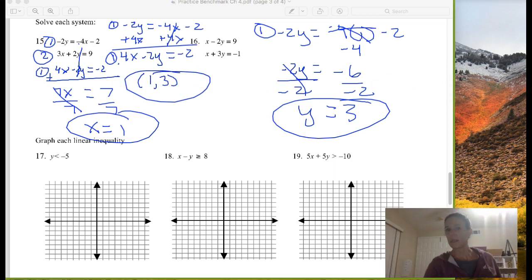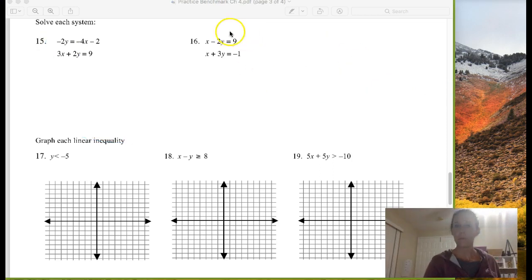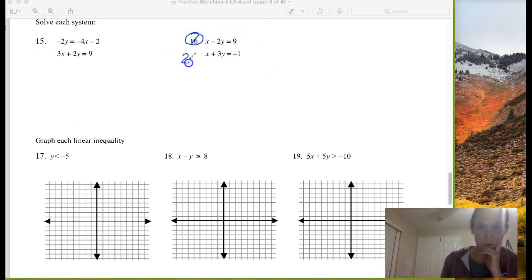On to number 16. I'm going to solve this one by elimination also. Here's my equation 1, here's my equation 2. Now if I add, my x's don't fall out, but if I subtract, they do. So I'm going to go minus everything: minus this, minus this, minus this. This becomes a plus, because a double minus becomes a plus. So the x's fall out.